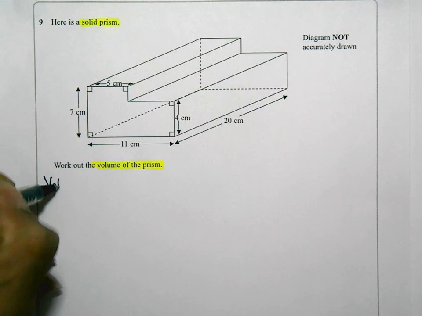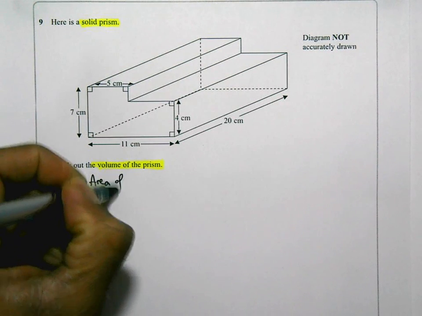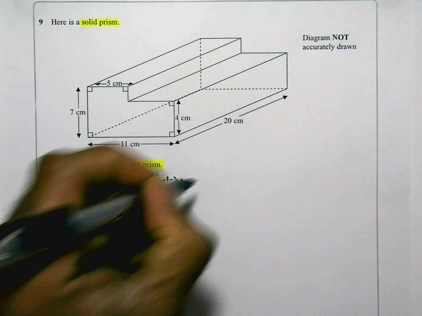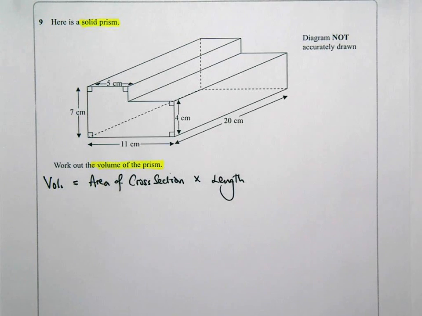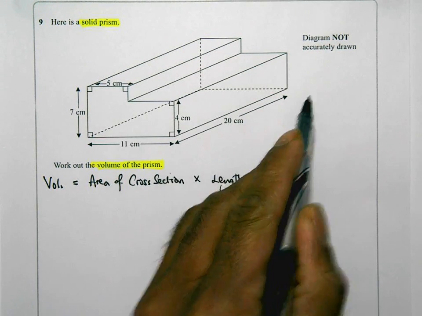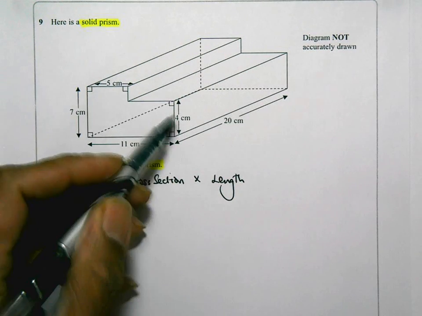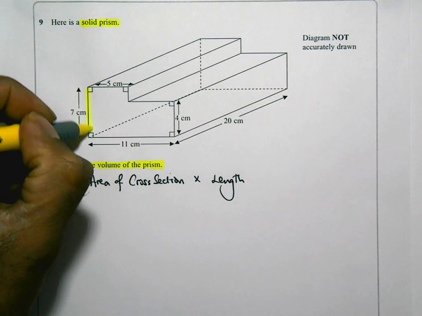Volume is equal to area of cross section times the length. Okay, now I don't get any marks for that, but that is going to tell me what I need to do, because the length is how far back it goes, and that's going to be 20, right? So the length is going to be 20 centimeters because it's going 20 centimeters back. The area of the cross section is the area of this face at the front. So it's the area of this shape here at the very front.